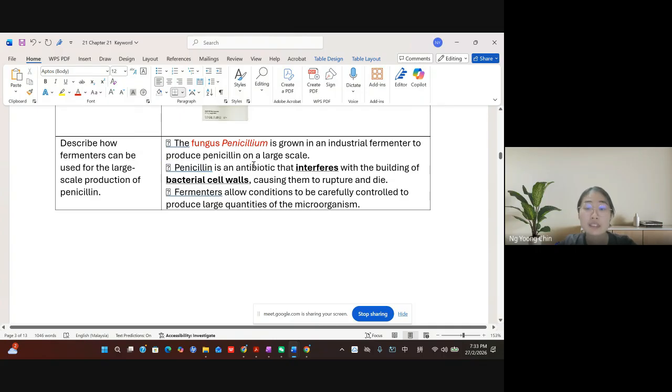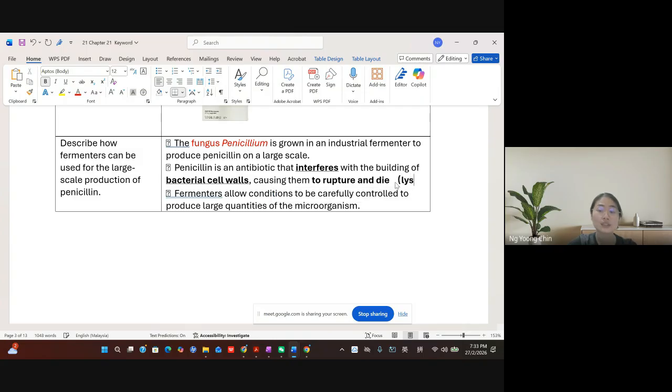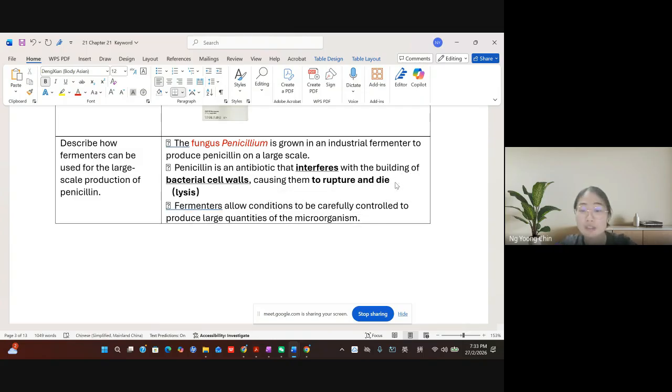So how can it kill bacteria? It interferes with the building of the cell wall of the bacteria, causing them to rupture and die. So the bacteria will undergo lysis, because the internal contents leak out. That's why they will have lysis.